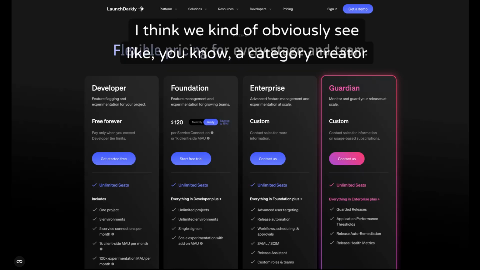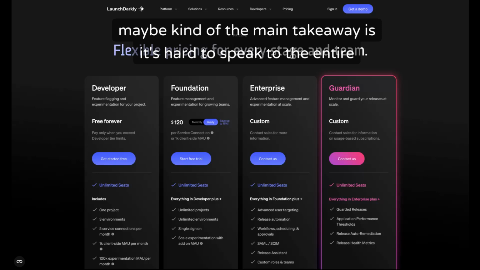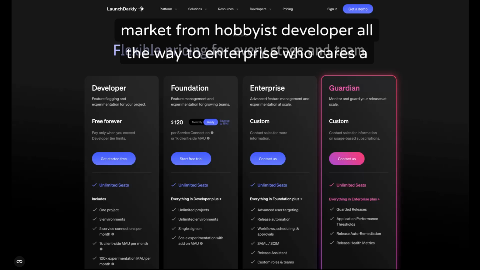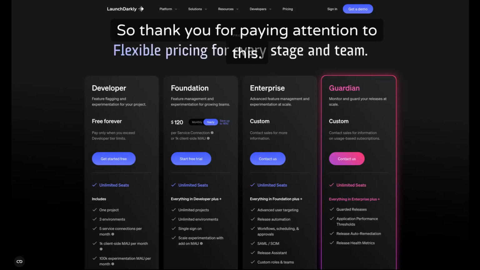This was really fun. I think we obviously see a category creator here, tiered pricing, serving the enterprise, solid transparency, but maybe the main takeaway is it's hard to speak to the entire market, from hobbyist developer all the way to enterprise that cares a lot about security and compliance and automated rollback and things of that nature.